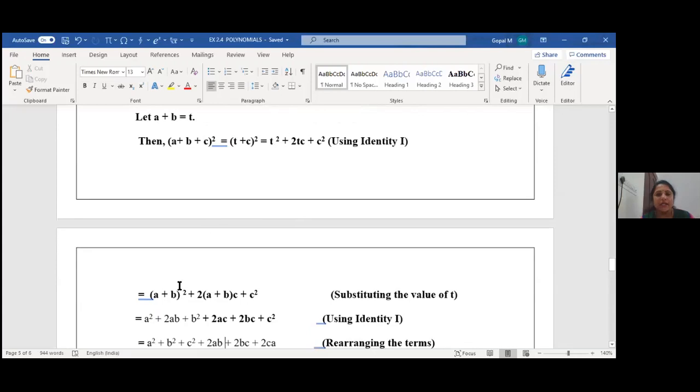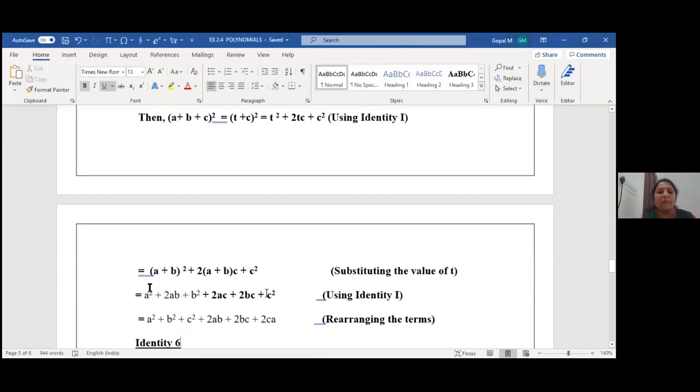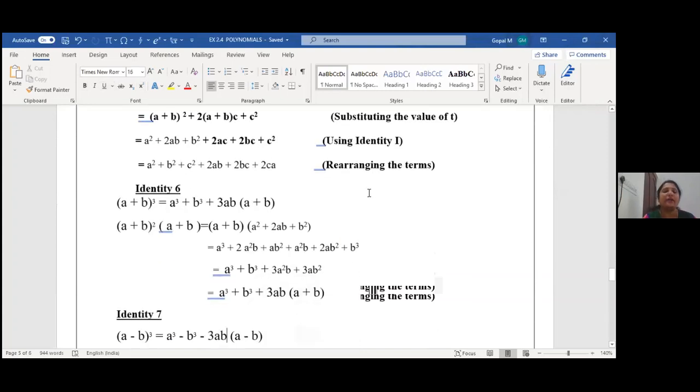Now apply the value of t in the next step. t square means a plus b whole square, and in the place of t, I'm just writing a plus b into c, and c square. So here I'm writing the a plus b whole square identity: a square plus 2ab plus b square. Here c is there. 2c into a is 2ac, 2c into b is 2bc, plus c square. After rearranging, I got the identity value here.